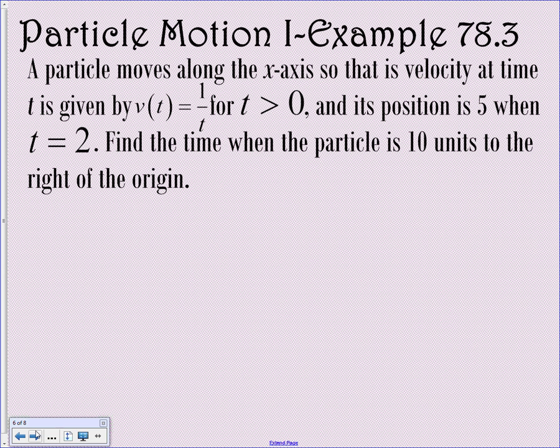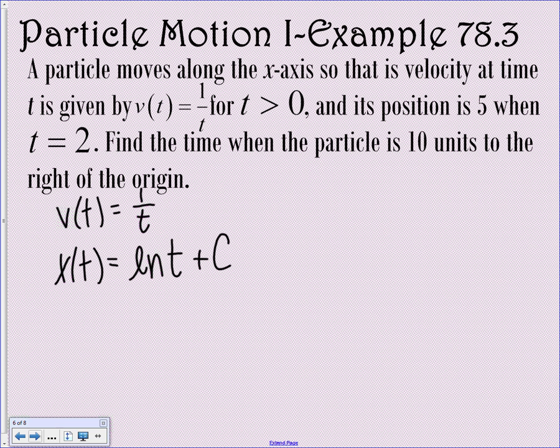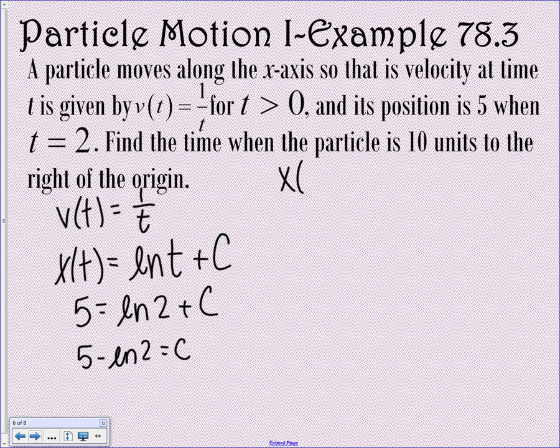So our position function is going to be to integrate 1 over t. If you integrate that, you get the ln of t plus c. So the position is 5 when our time is 2. So that means that 5 minus the ln of 2 is our c value. So our position function is given by ln of t and then plus 5 minus the ln of 2.